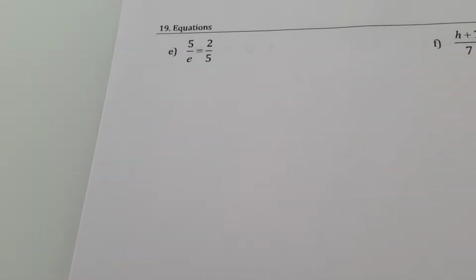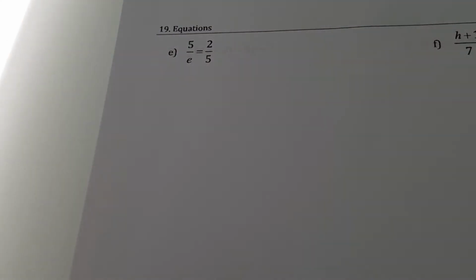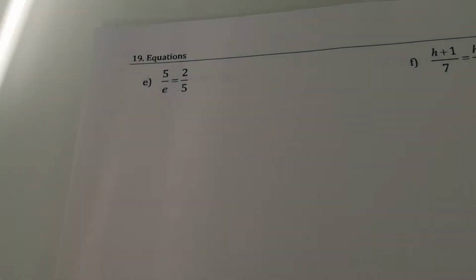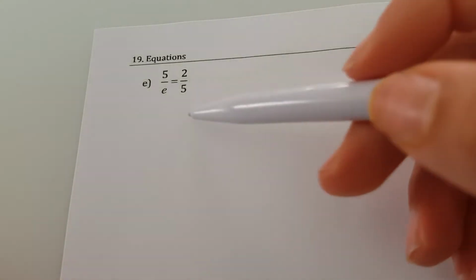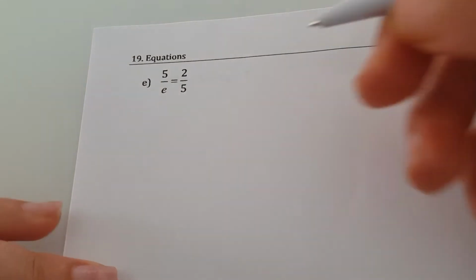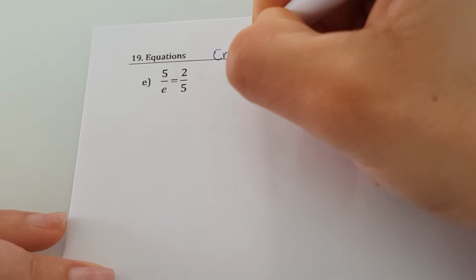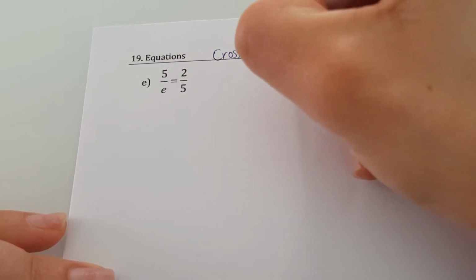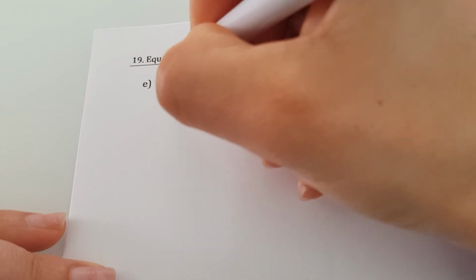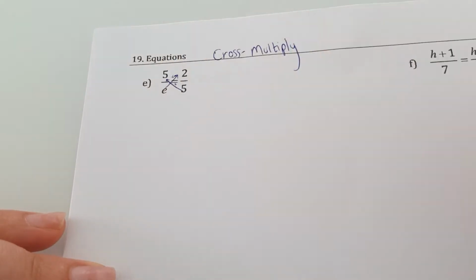I have this one, and we need to make E the subject of the formula, but E is in the denominator. You can either find a common denominator, or in this case I'm going to use cross multiply. So this will go up there and this will go up there.